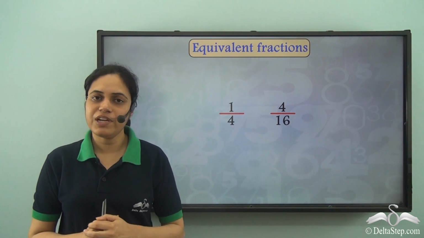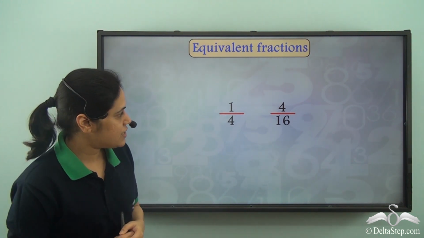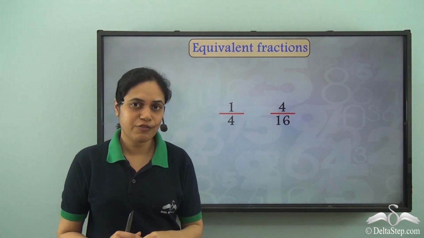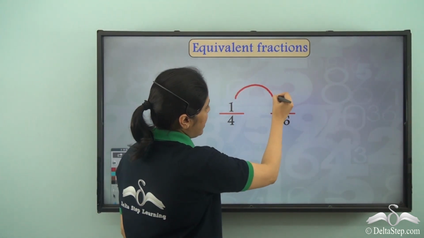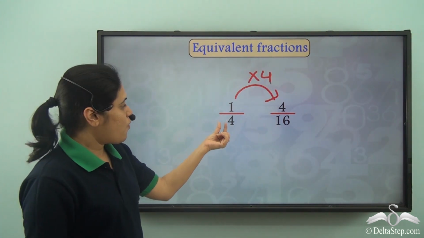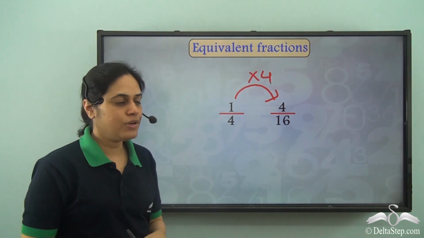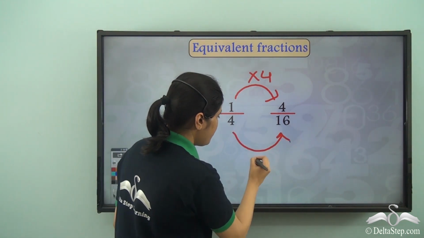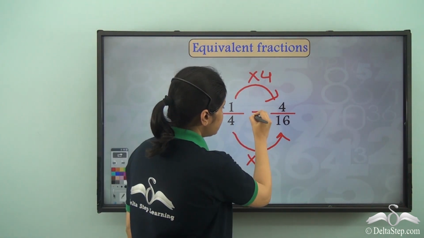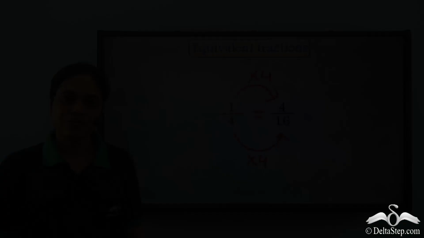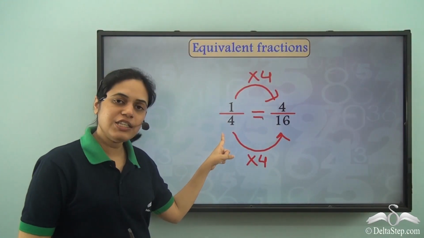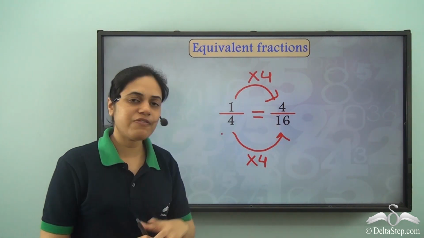So are these equivalent fractions? Let us see. So how do we get 4 from 1? By multiplying with 4. So if I multiply 1 with 4, I get 4. What if I multiply 4 with 4? If I multiply 4 by 4, I get 16. So these are actually equivalent fractions. So these two are equivalent fractions because multiplying the numerator and denominator by the same number gives this fraction.